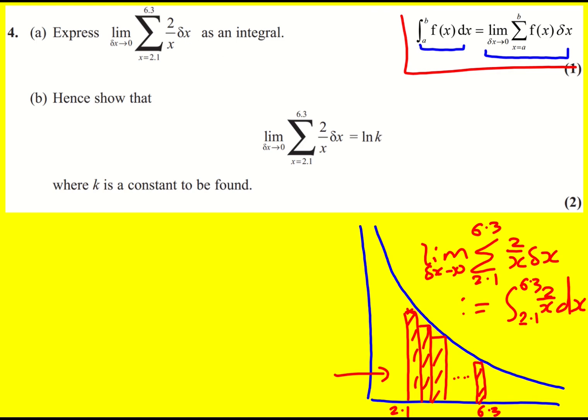So in our case, we've got this formula. We can see that f of x is 2 over x. So it's going to be the integral of 2 over x with respect to x, little dx. And then I'm going to be integrating from 2.1 to 6.3. That is my answer.